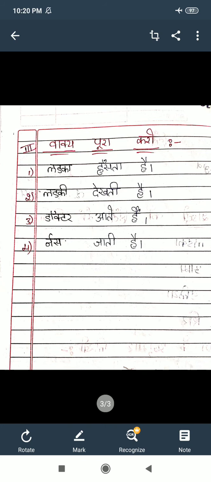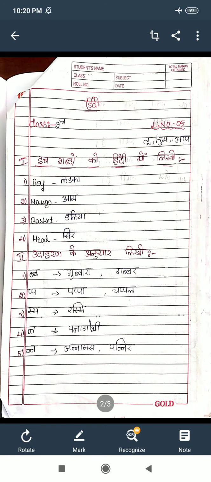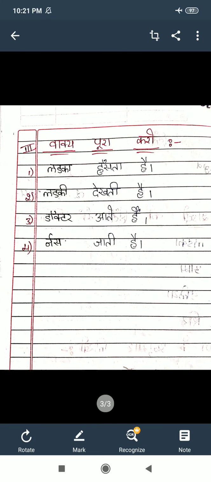Okay, children, once again I will read all the questions, listen carefully. Lesson number 5, tu, tum, aap. First, in shabdon ko hindi mein likho. Boy, ladaka, mango, aam, basket, dalia, head, sir. Second, udaharan ke anusar likho. Ba, gubbara, gabbar. Pa, pappa, chappal. Sa, rassi. Ta, patta gobi. Na, ananas, paneer. Next, vakya pura karo.